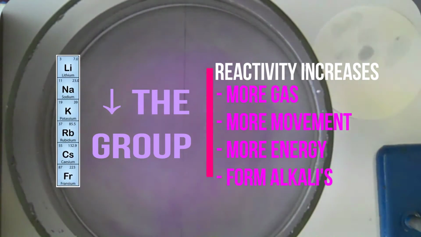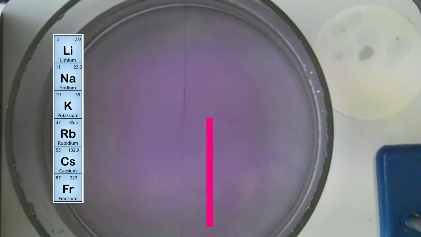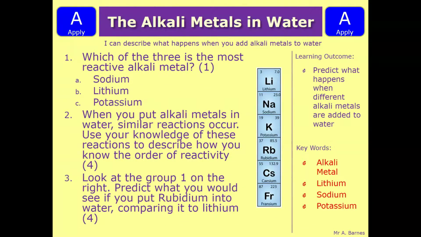So you can say that as you go down the group, reactivity increases, they move around faster, sodium turns into a molten ball, potassium sets on fire, and they all form alkalis, which is why the solution has gone that purple. Okay, let's have a look at a couple of questions then.